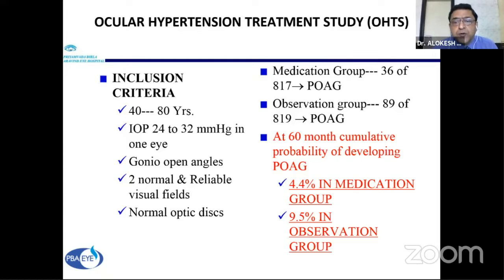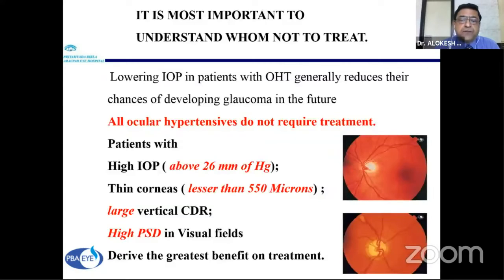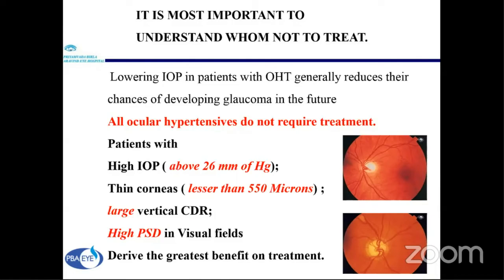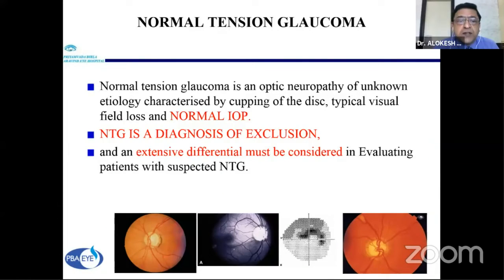So most of our information from the ocular hypertension group of patients is from the OHTS, which had a medication and observation group, and they showed conclusively that by 5 years in the medication group, the number of people progressing to primary open-angle glaucoma were almost half of those who were not treated. So what was the take-home message? It was this, that all ocular hypertensive patients do not require treatment. Only patients with higher IOPs, above 26 millimeters of mercury, that is beyond 2 standard deviations of the high limit of the normal, thin corneas less than 550 microns, large vertical CDRs greater than 0.7, and high PSD in the initial visual fields are the patients who benefit from treatment.